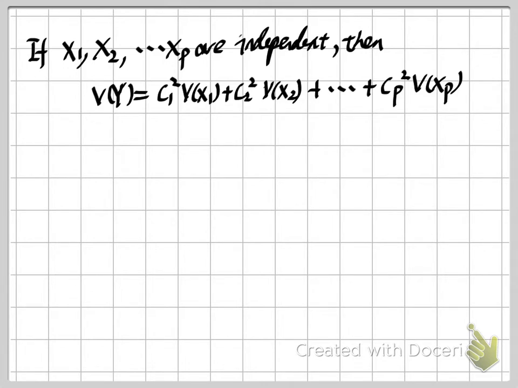So if x1, x2 until xp are independent, and we define a linear function of these random variables with constants c0 until cp, denoted by y, then the variance of y only has these p terms of the constant squared times the variance. And there is no quadratic covariance term here. Okay, so these are the three important equations of the mean and covariance of a group of random variables.